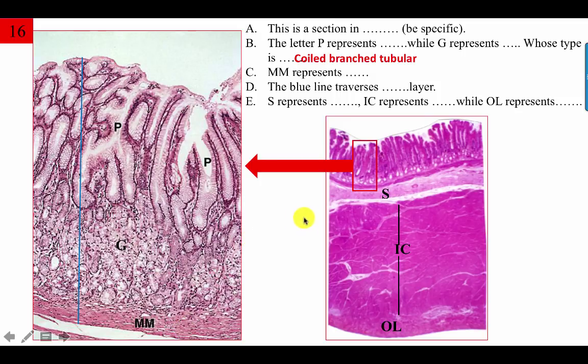The blue line traverses what layer? It is the mucosa layer. S here represents the submucosa, then the inner circular of the musculosa and the outer longitudinal of the musculosa. Of course, you can see that the inner circular is much thickened to form the pyloric sphincter.